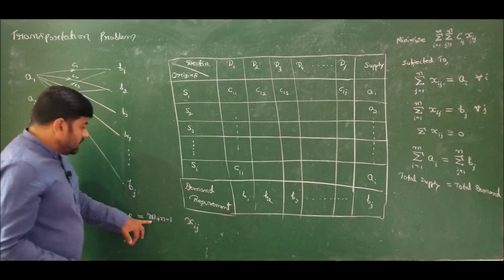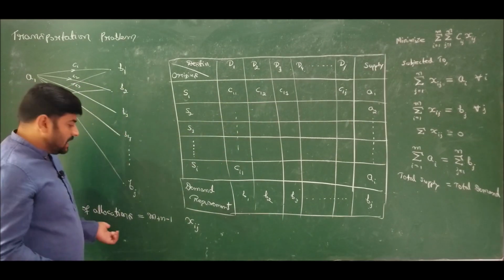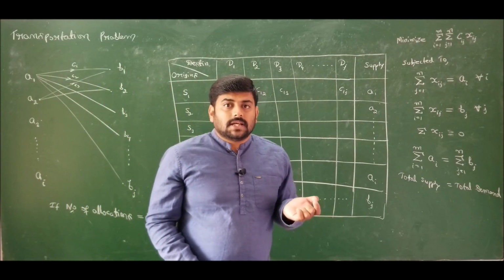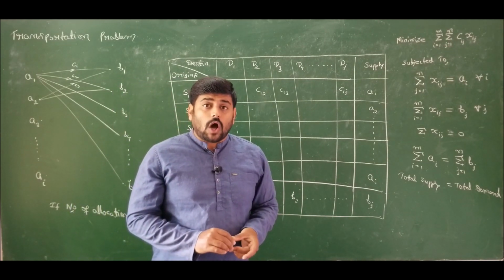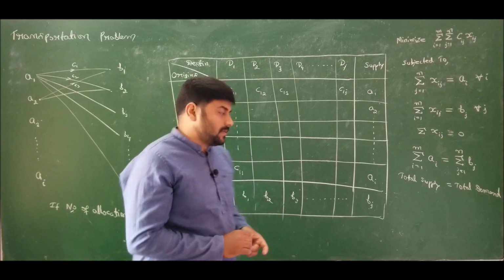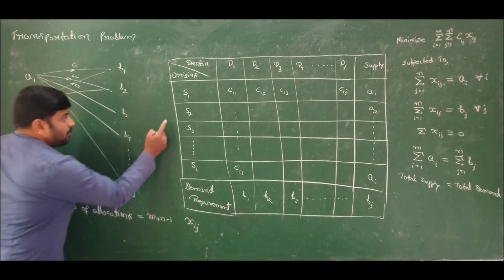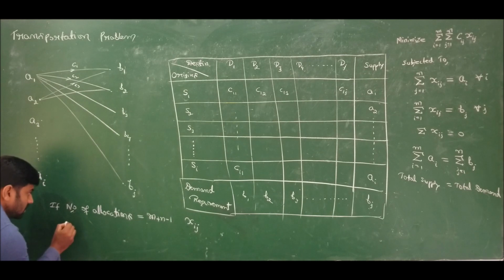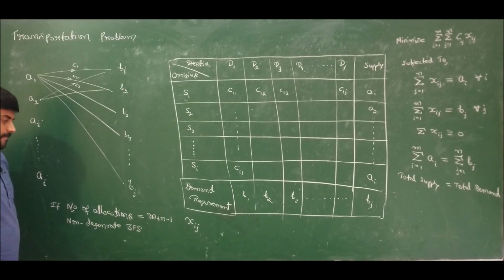So now we have m sources and n destinations. If the number of allocations that I made is equal to 1 less than the sum of sources plus destinations, then such a solution is said to be a basic feasible solution, and it is called a non-degenerate basic feasible solution. If the number of allocations is equal to m plus n minus 1, where m is the number of sources and n is the number of destinations, then such a solution is called a non-degenerate basic feasible solution.